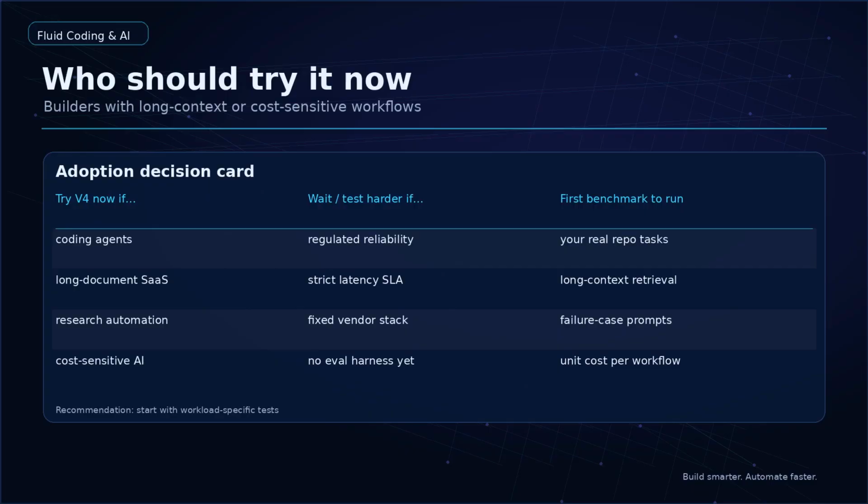The teams that should test V4 first are obvious: coding agent builders, document-heavy SaaS teams, research automation workflows, and anyone who wants open-weight optionality instead of being locked into one closed API. If your product depends on strict reliability, regulated data handling, or consistent tool behavior, do not switch blindly. Run a small benchmark suite. Your real prompts, your real documents, your failure cases, and your real latency target. The right question is not whether the model is impressive. It is whether it wins your workload.